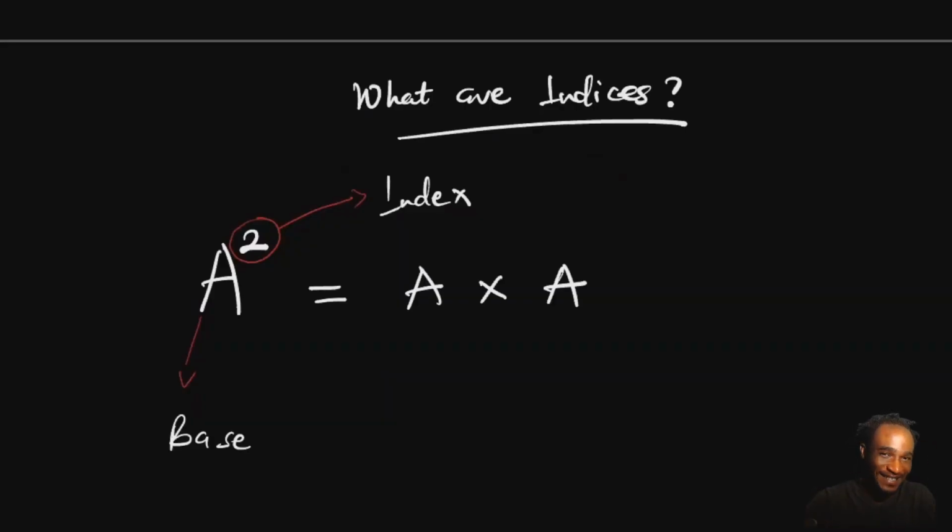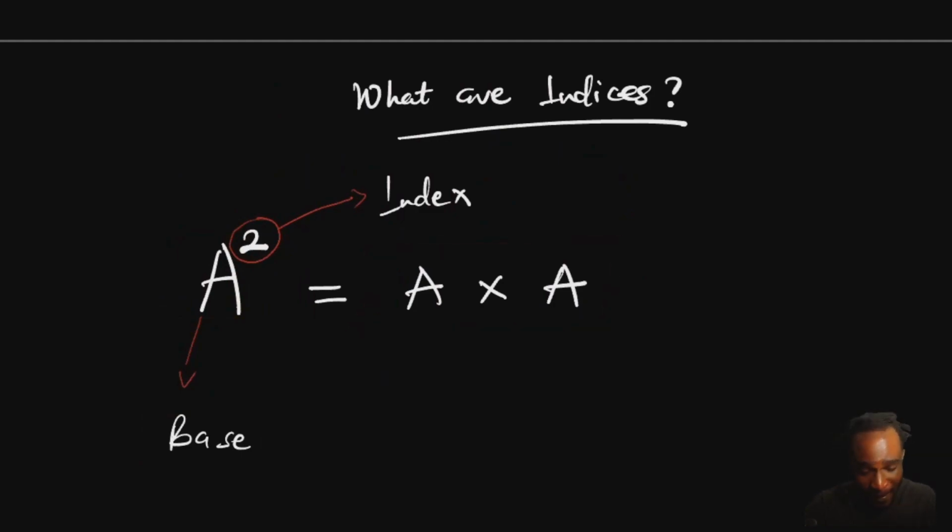So what are indices? Indices basically tell us how many times a number or a letter multiplies itself. As you can see in the example we have on the screen, we have a raised to the power 2, with a being our base. The number which is being raised to a power is known as the base, and we have the index of 2, which is the power of 2. This 2 basically tells us that a is multiplying itself twice, and therefore you can see the result over here: a times a.